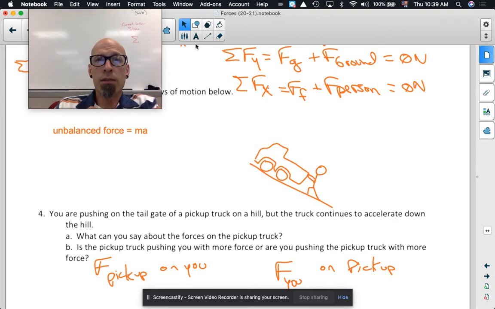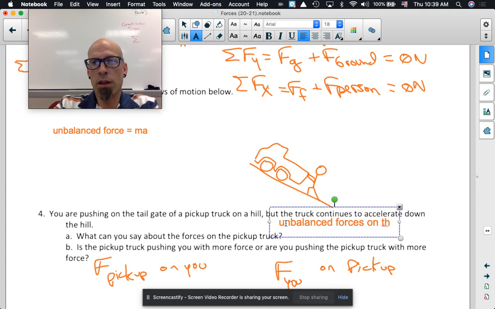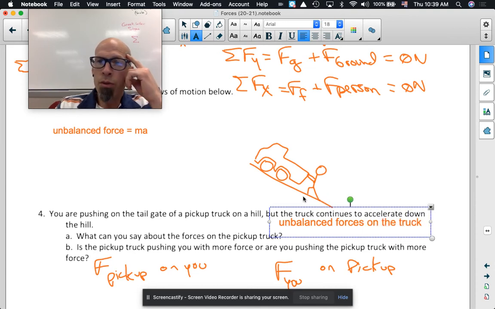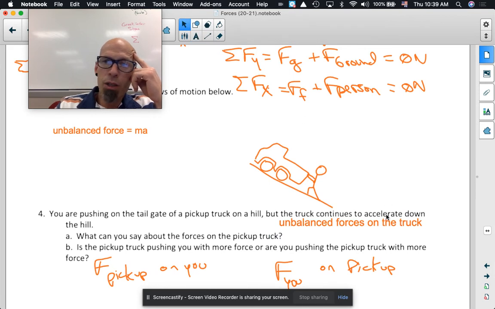I hope you're saying that the forces on the truck are unbalanced. Unbalanced forces on the truck. How do you know? The truck is accelerating down the hill. The forces on the truck have to be unbalanced because it's accelerating.